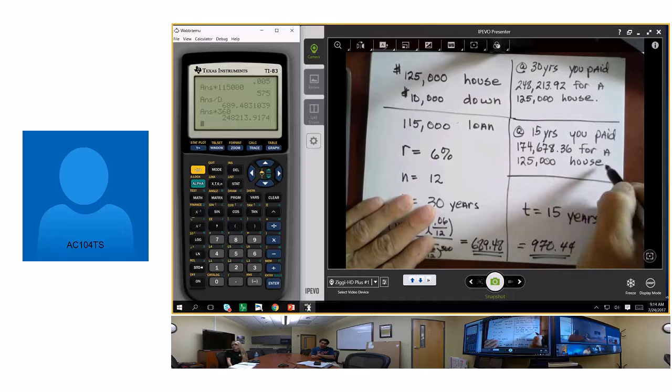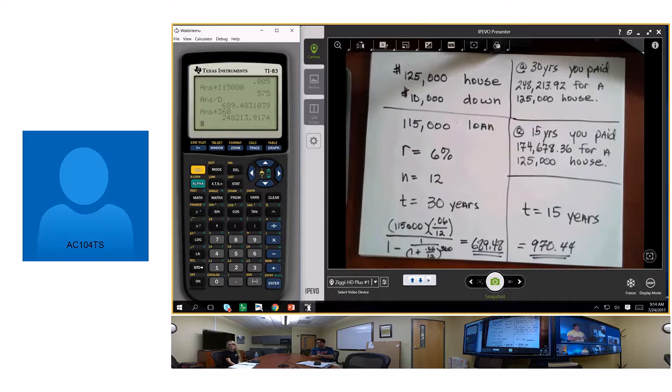Nothing is what? Free. Nothing is free. Jesus is free. You don't have to pay for Jesus. He just puts it on you. You don't have to pay for Jesus, but you've got to pay for your house.